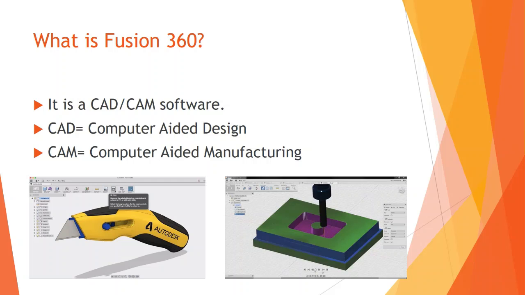So before we get on to actually using the software, let's try to understand what it actually is. Fusion 360 is a CAD/CAM software. CAD stands for Computer Aided Design, and CAM stands for Computer Aided Manufacturing. The main point of this software is to put whatever designs in your head onto paper. It literally turns your dream into reality. So this is an image of CAD, and this is an image of CAM.